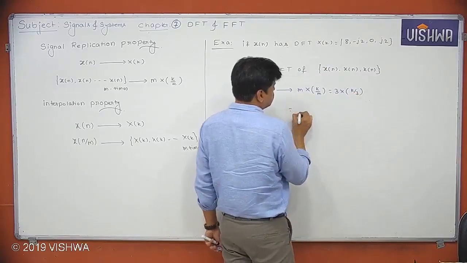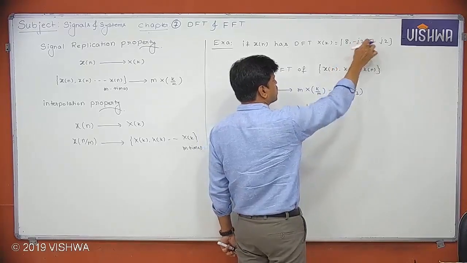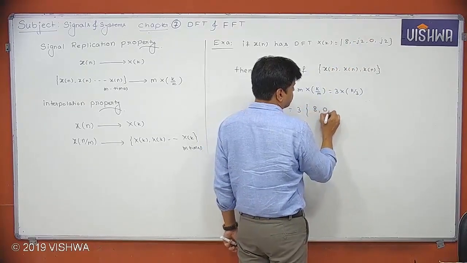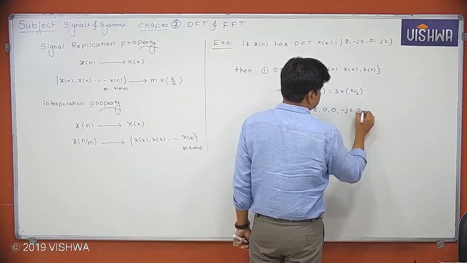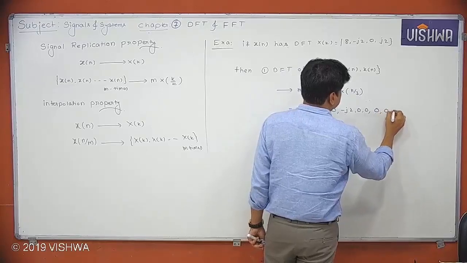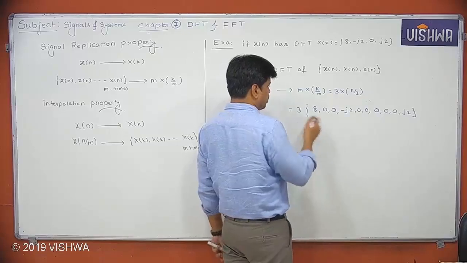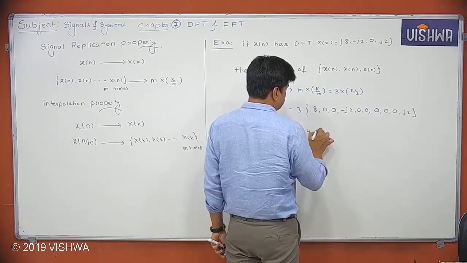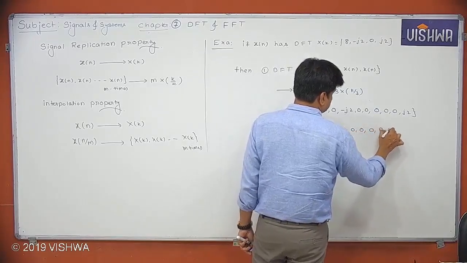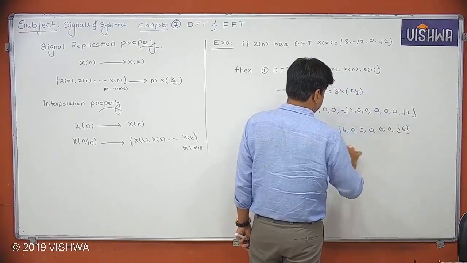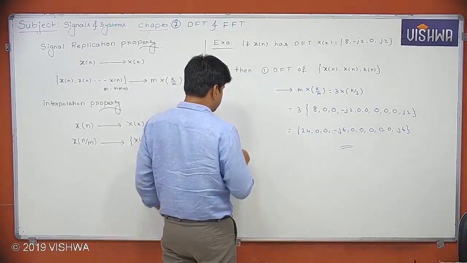So what we have to do? 3 multiplied with x of k by 3. That means we have to insert two zeros in between the samples. 8, 0, 0, minus j2, 0, 0, 0, 0, 0, j2. So this is what we are going to get. Now we have to multiply with 3: 24, 0, 0, minus j6, 0, 0, 0, 0, 0, j6. Clear?